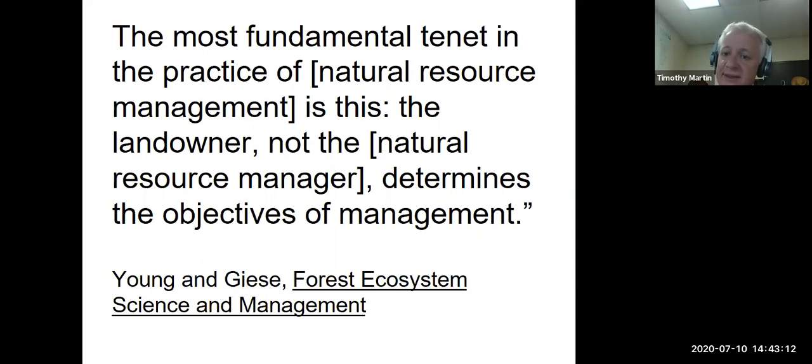That's it. The manager, the natural resource manager, does not determine the objectives. It's the owner of the land. That seems obvious, but it is an important thing to keep in mind.